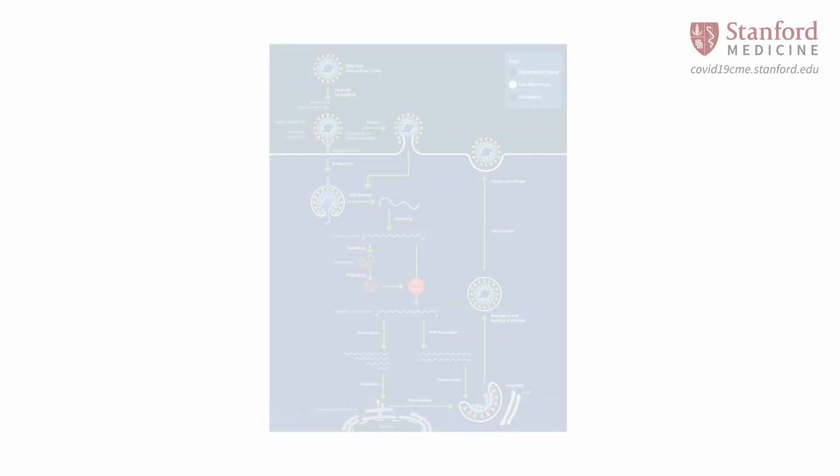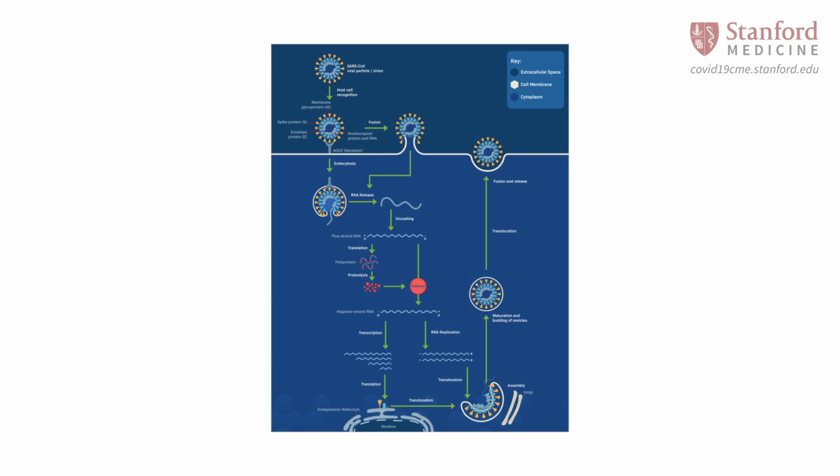Let's return to the virus replication cycle. As we discussed before, 4 important steps are binding of the spike protein to ACE2, cleavage of spike protein by host proteases, proteolysis of the viral polyprotein by viral proteases, and RNA replication. Each of these steps can be blocked by drugs in viral culture experiments.